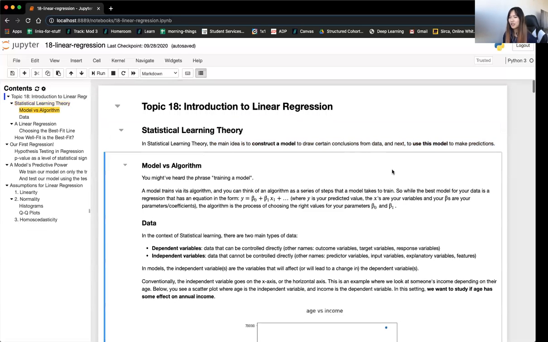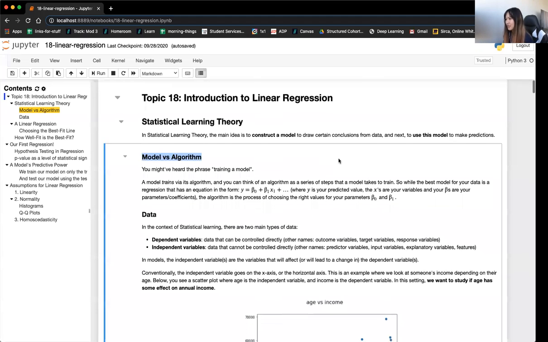So first of all, just some really quick terminology. I personally use the terms model and algorithm interchangeably, but they're actually different. So you might have heard the phrase training a model. That is a lot of what we're going to be doing for this phase, next phase, and actually for the rest of the course. The difference between a model and an algorithm, and why I use them interchangeably, is because a model trains via its algorithm.